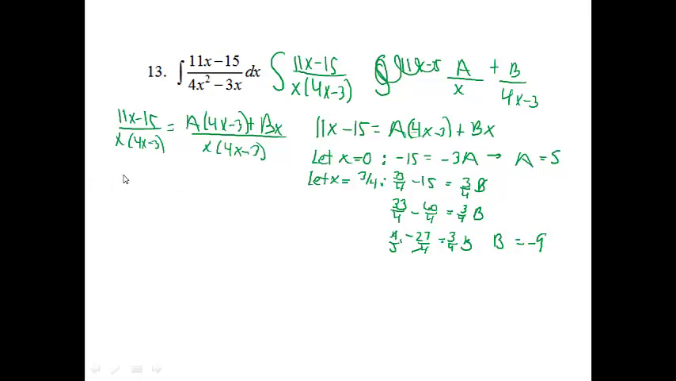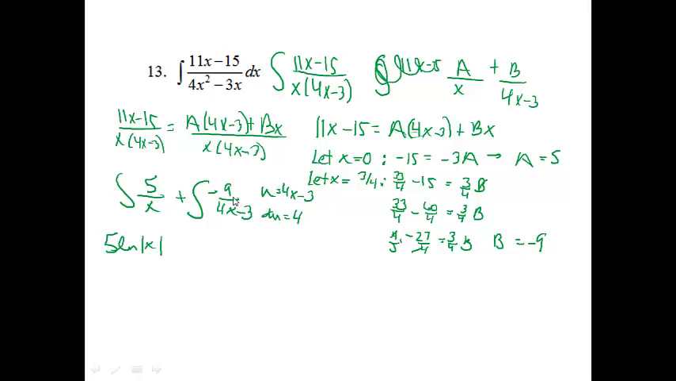So we have just turned this problem into the integral of 5 over x plus the integral of negative 9 over 4x minus 3. So this first one, the integral of that will just be 5 natural log of x. This one we're going to have to do a little bit more work for. We will actually have to do our u substitution on this problem. We'll let u equal 4x minus 3, which means du will be 4. I want a 4 here, so I'm going to multiply by negative 4/9, which means on the outside I'm going to multiply by negative 9/4.